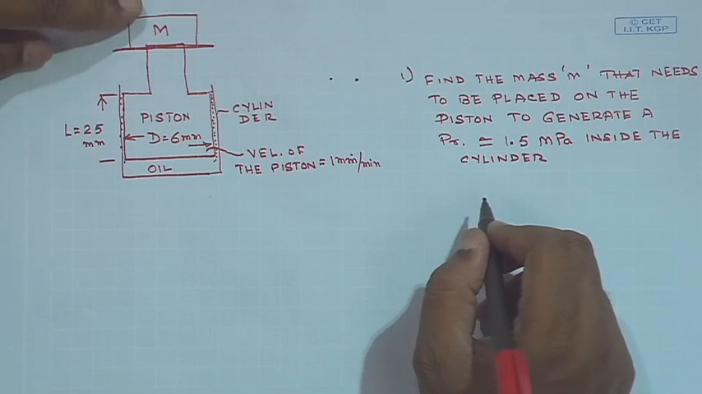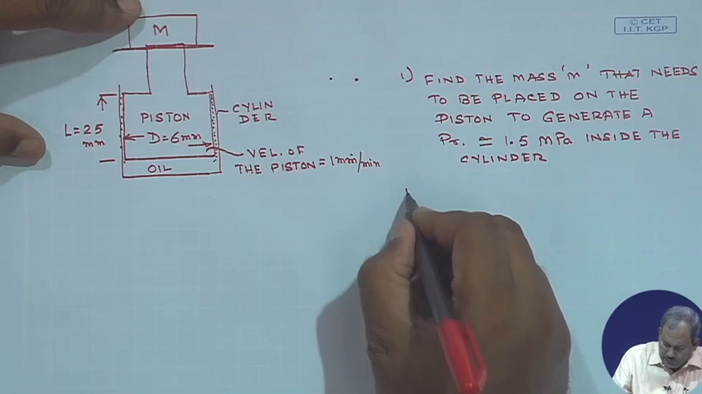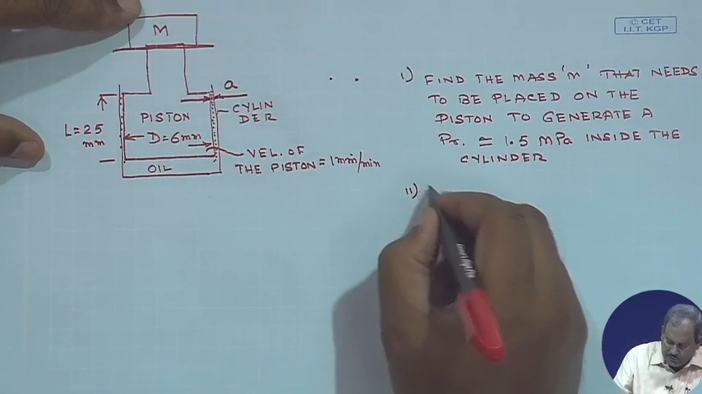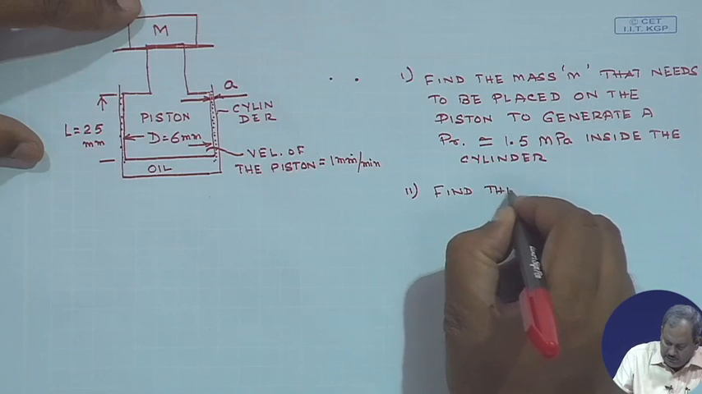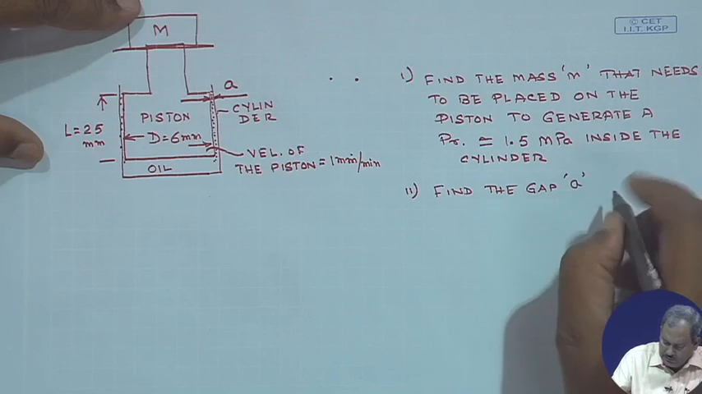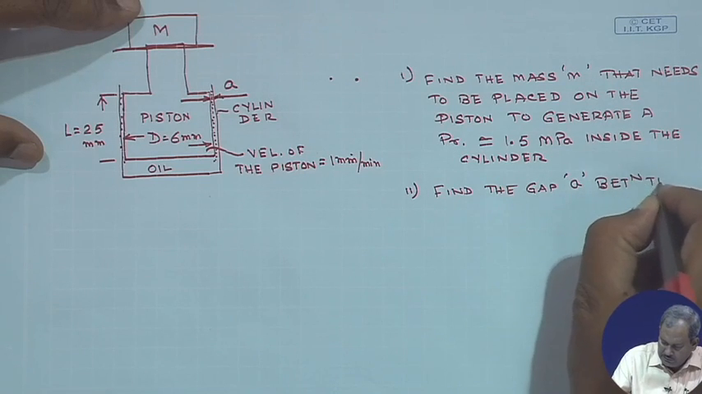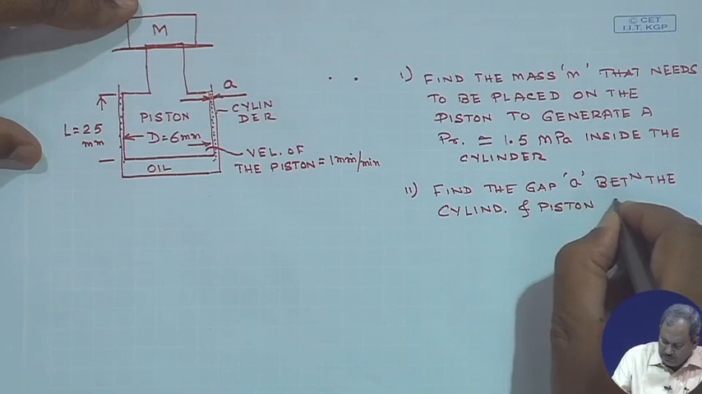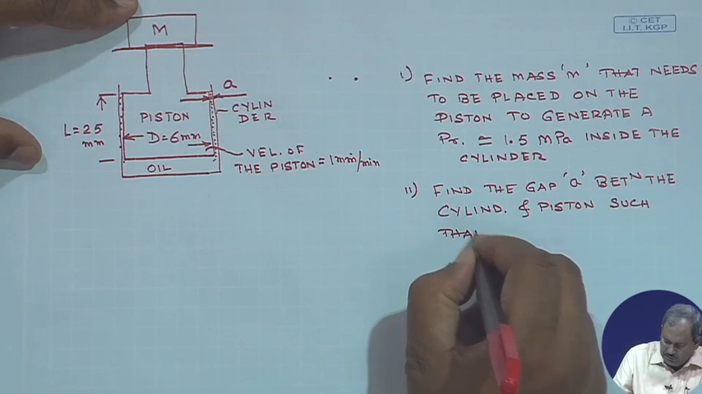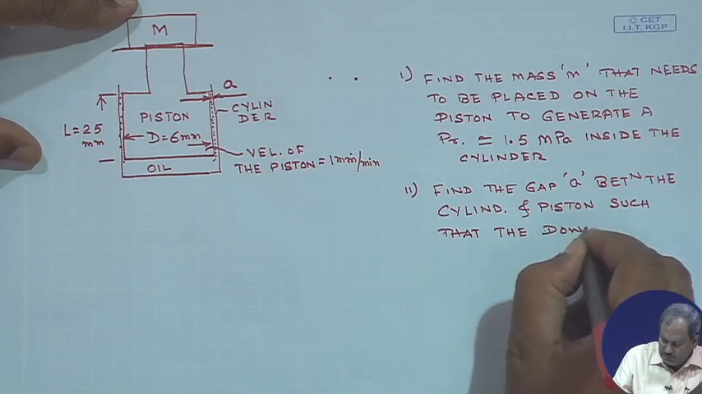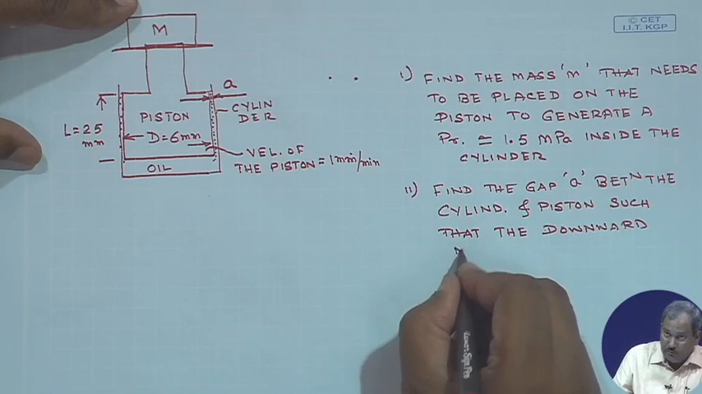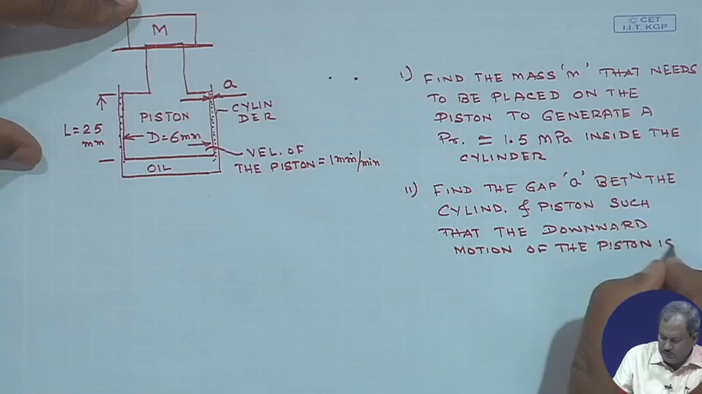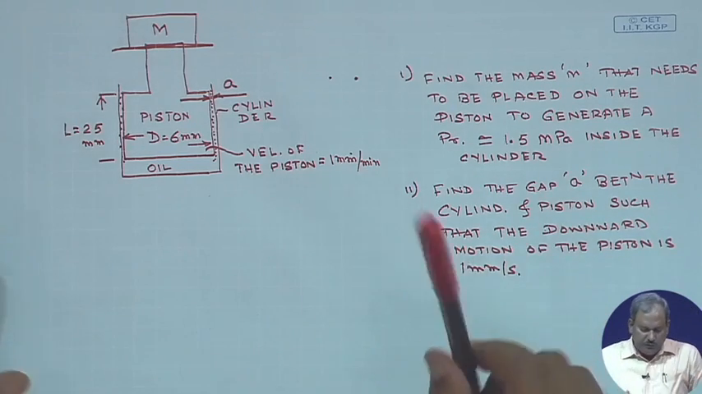The second part of the problem is, let's assume that the gap between these two is equal to A. Find the gap A between the cylinder and piston such that the downward motion of the piston is 1 millimeter per second. So, this is the entire problem.